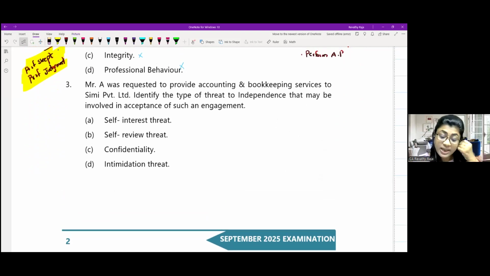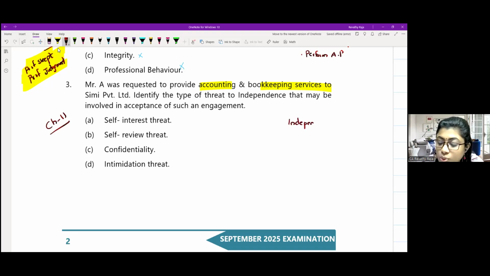Now, Mr. A requested to provide accounting and bookkeeping services to Simi Private Limited. Identify the type of threat to independence that may be involved in accepting such engagement. Let's revise. Again, this is chapter 11 only. You guys are saying the answer. Your answer is perfectly fine.